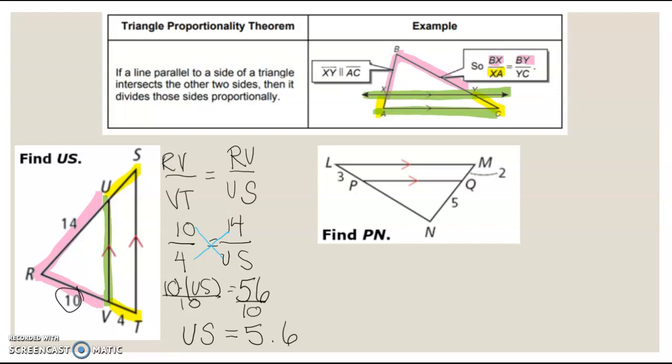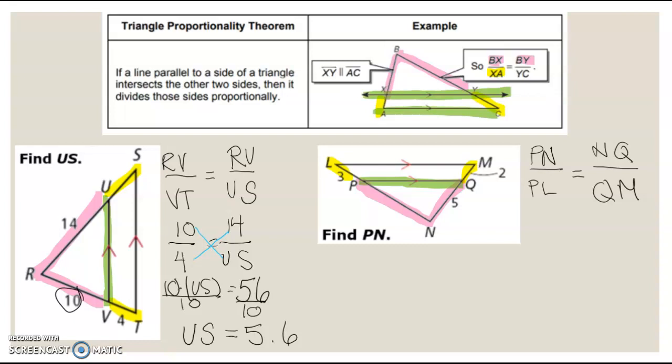Okay, let's look at another question. Let's find the measure of PN in our second triangle. So if I look, this is my parallel line that's cutting my triangle into proportional parts. So I know that PN over PL will equal NQ over QM. So let's write that. PN over PL will equal NQ over QM.